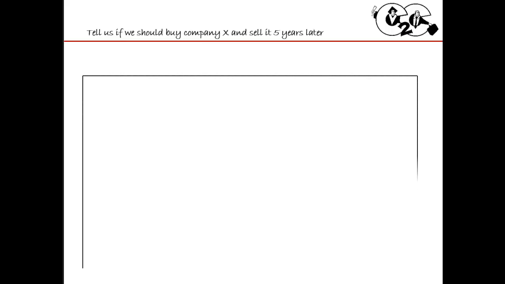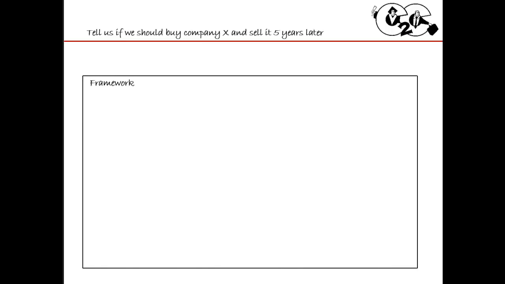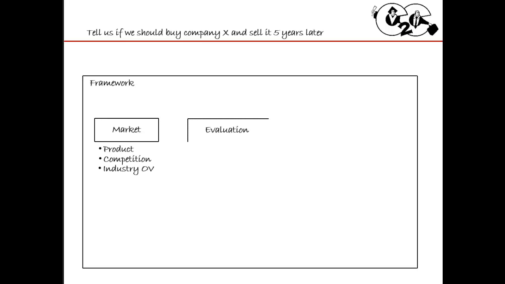So let's go back. Let's say we get this prompt again: tell us if we should buy company X and sell it in 5 years. For our framework, we're going to look at a couple things. Look at the macro level view, which is the market. I want to know the product, the competition, the industry, and the evaluation for the micro level view. The micro level view, so we're going to look at management.